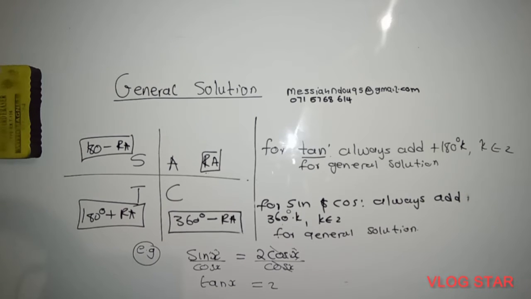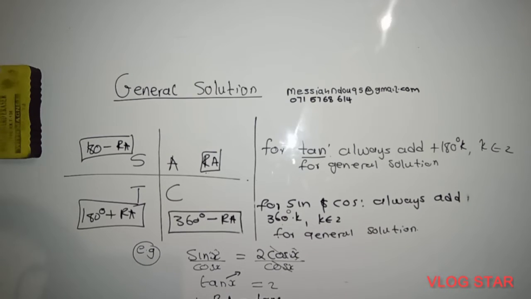So how do we find the reference angle when we have an equation like this? We are going to apply what we call the arctan. The arctan of these two is going to give us our reference angle. So we're going to find our RA. Our RA here is going to be the arctan of this.